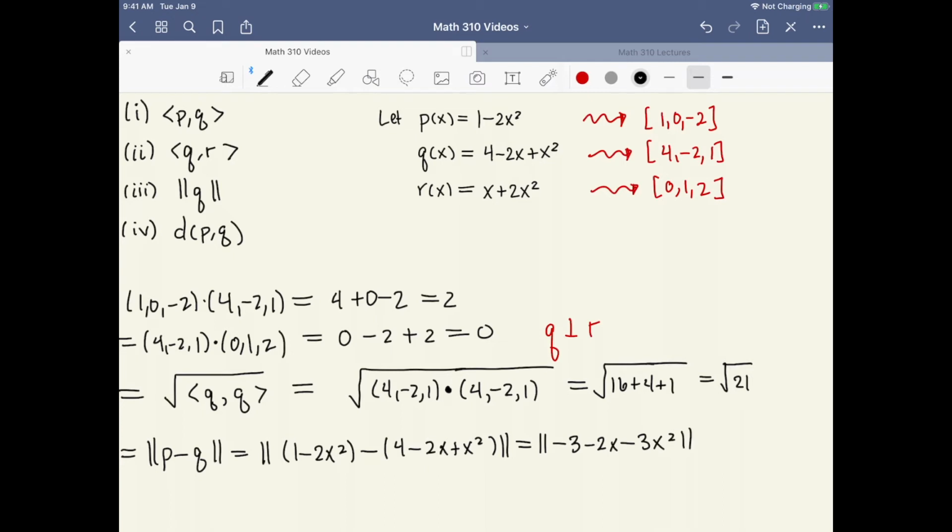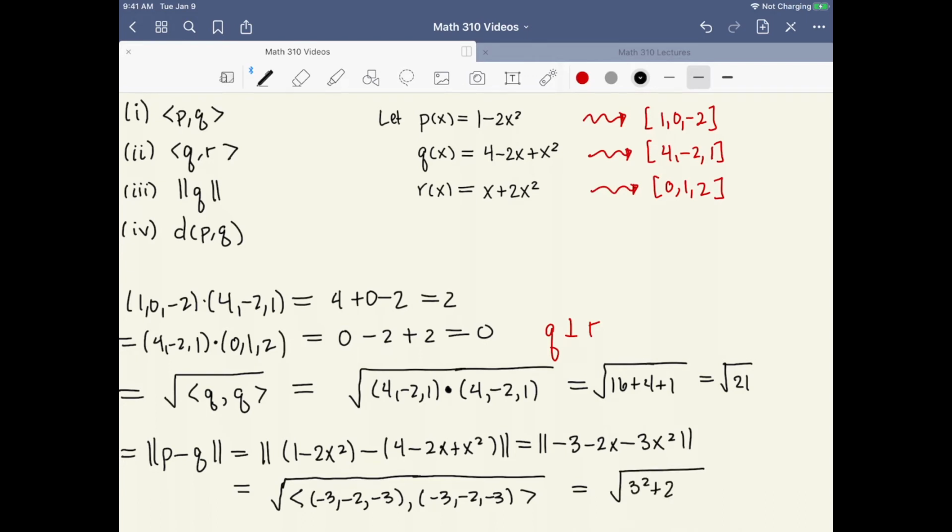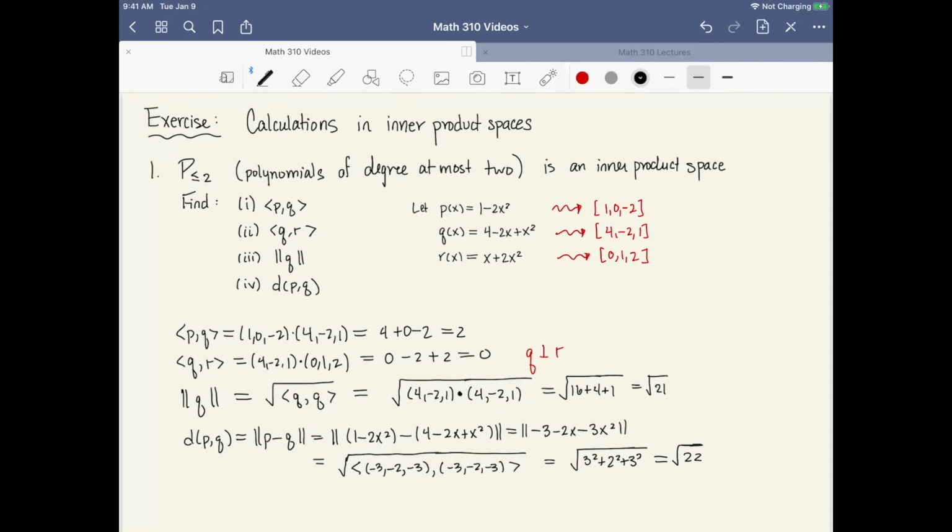Again, I need to strip out the coefficients if I'm going to be calculating this inner product. So really I'm taking the square root of the inner product of minus 3, minus 2, minus 3 with itself. So I'm taking the square root of 3 squared plus 2 squared plus 3 squared. So that gives me the square root of 22. And that is the distance between the vectors P and Q in this inner product space.